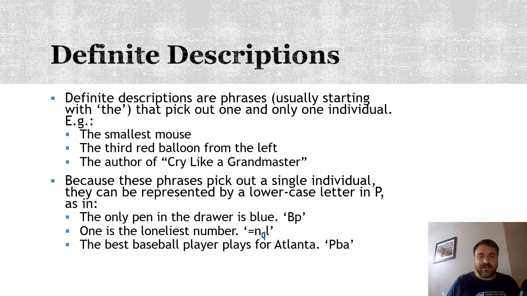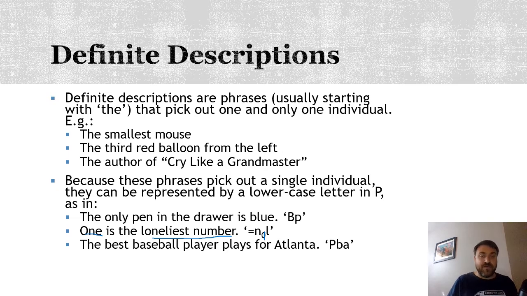Okay, so yeah, it equals n sub 1 and L, right? L being the loneliest number, and then 1 being n sub 1, right? And so this equal sign is the identity predicate. So 1 is the loneliest number. We're saying that the loneliest number and the number 1 pick out the same individual in the world. So that's how you can do that.